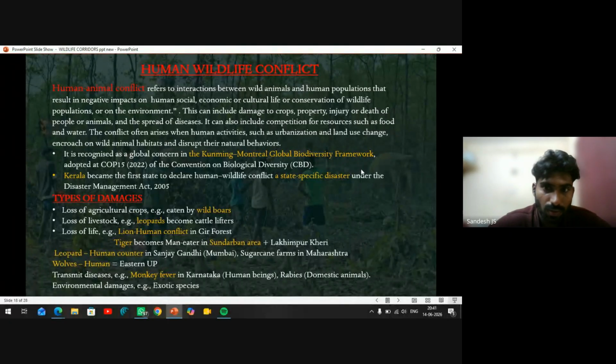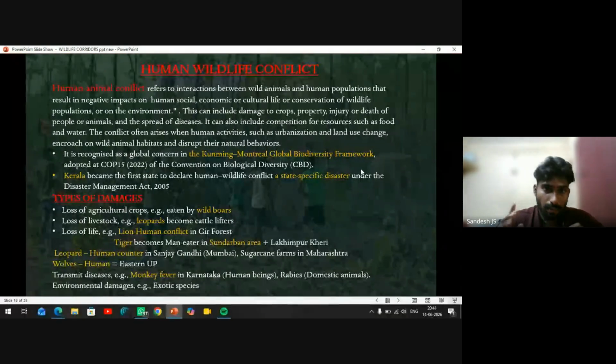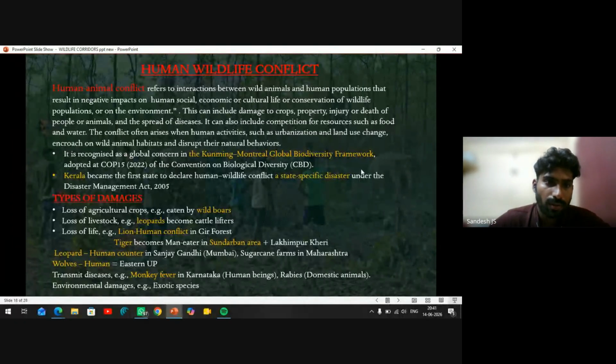This can include damage to crops and property, injury and death of people as well as animals, and also the spread of diseases like Nipah and monkey fever. It can also include competition for resources such as food and water. This conflict often arises when human activities like urbanization or land use change encroach on wildlife habitats and disrupt their natural behaviors. This conflict happens only because of us. We only encroach on these wildlife habitats and disrupt their natural behavior.